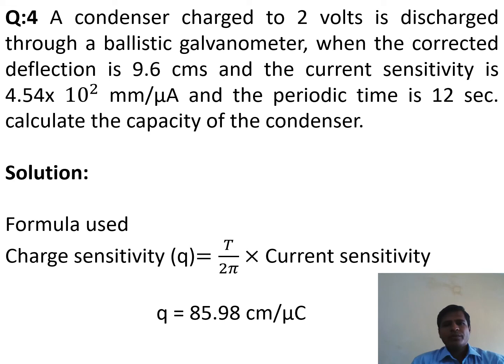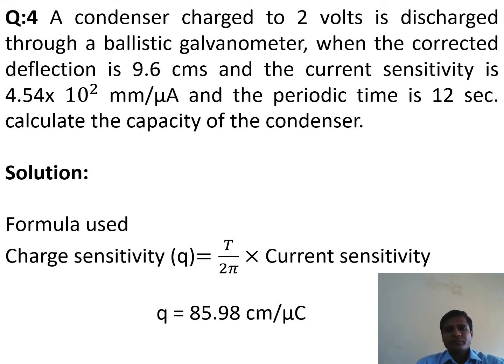Question number 4. A condenser charged to 2 volts is discharged through a ballistic galvanometer. When corrected, the deflection is 9.6 centimeters and the current sensitivity is 4.45 into 10 to the power 2 millimeter per microampere and the periodic time is 12 seconds. Calculate the capacity of the condenser.